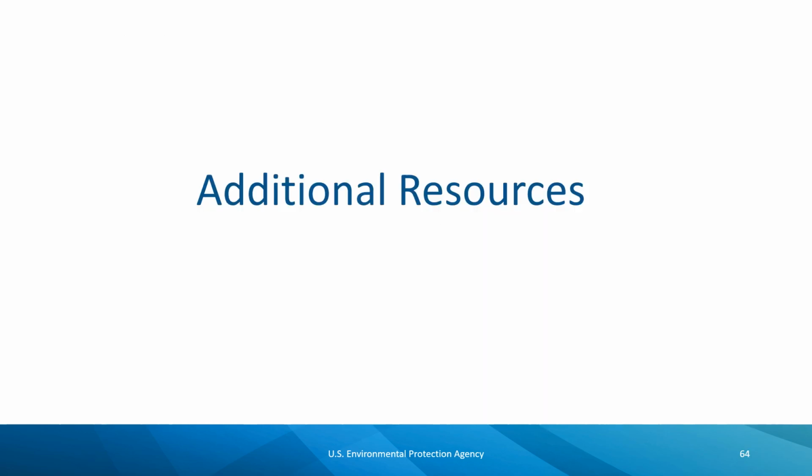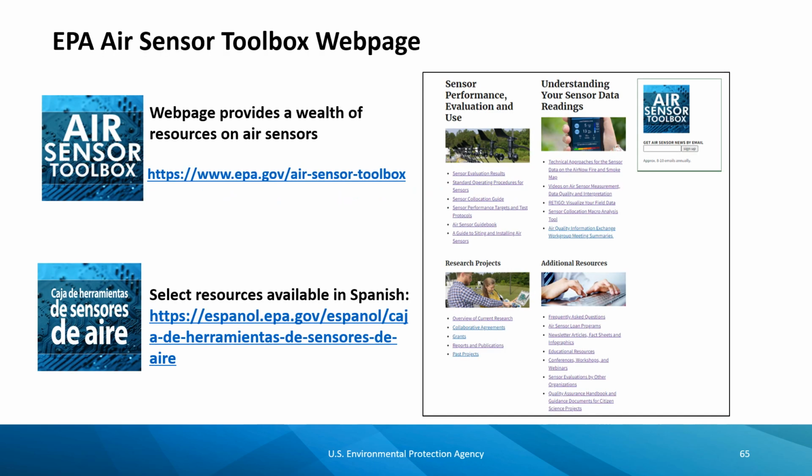This topic will help connect you with a variety of additional resources that can provide additional knowledge beyond what was shared in this introductory training. The US EPA's primary portal for sharing information and resources is the Air Sensor Toolbox webpage. Select resources are also available in Spanish, and a link can be found on the main Toolbox webpage or through EPA's Spanish language portal.